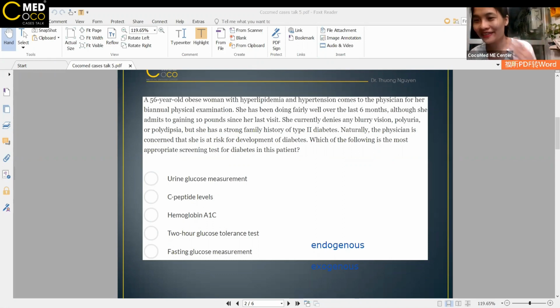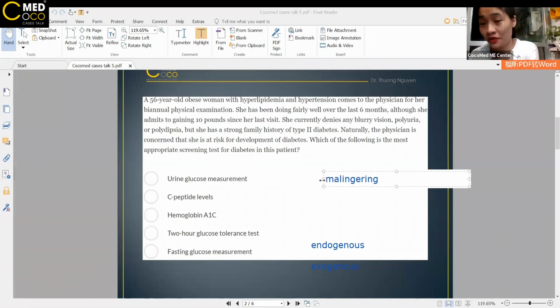Do you know about this? I'm talking about something so new. Do you know about these words? You can check the words fictitious or malingering, and read about this. C-peptide can help us differentiate these cases. This is a disease like this. Malingering means faking illness.